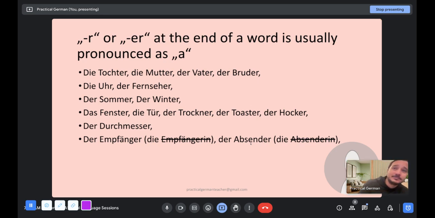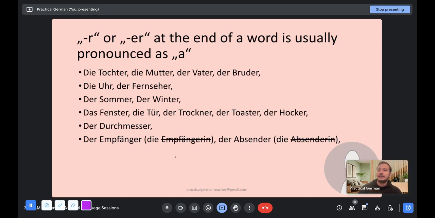Absender. Meaning? Is it the literal translation like absent? No. If I write a letter, on the letter I have to write two things: from and to. Which one do you think Absender is? I think it's from. Yes, it's from. And Empfänger will be like to. You can also use Empfänger like that.